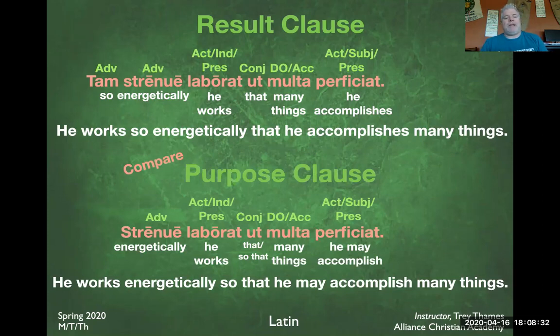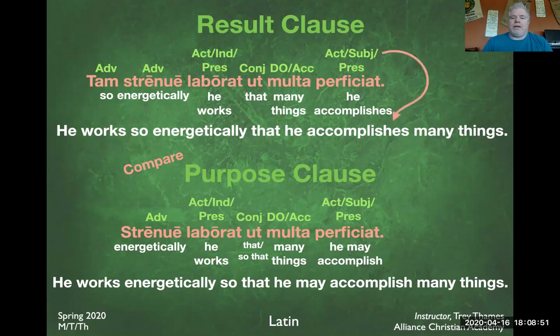Again, look at that top line there. Tam, that's in the result clause. If you don't see it, then you know it's a purpose clause. And as a result, we're going to translate this verb as subjunctive, may or might. In this case, it's present tense, so we're going to say may. He works energetically so that he may accomplish many things.